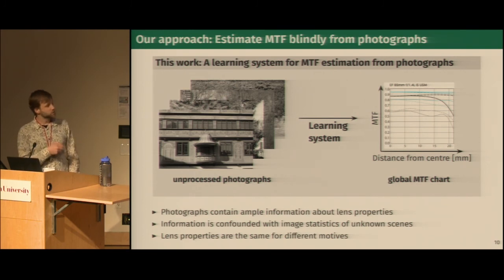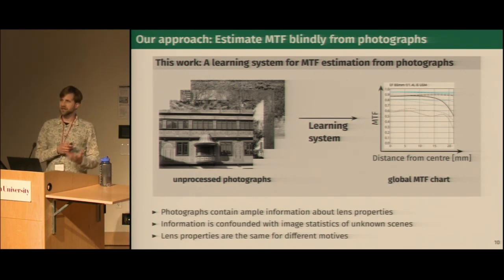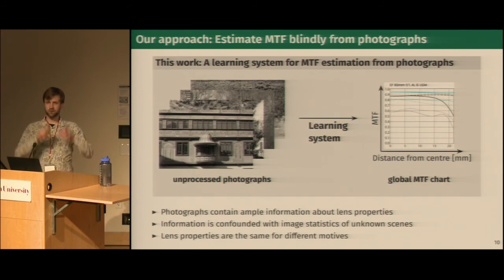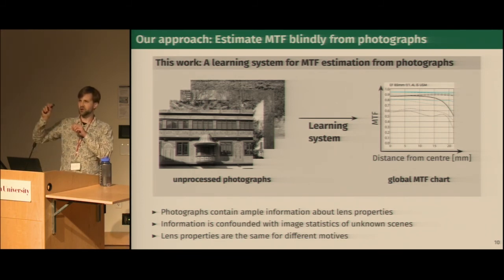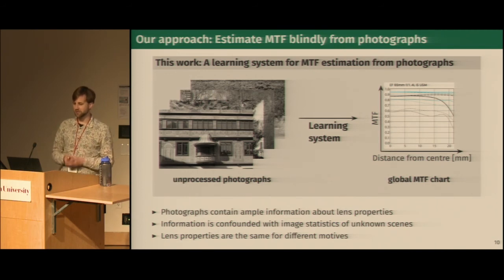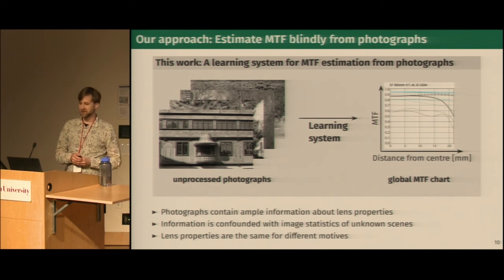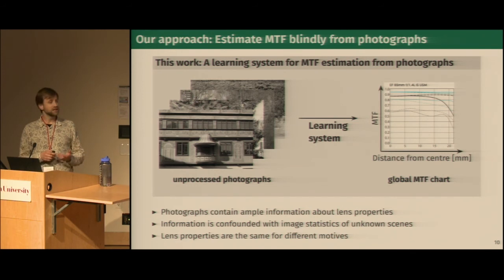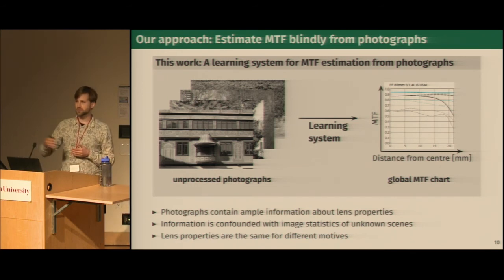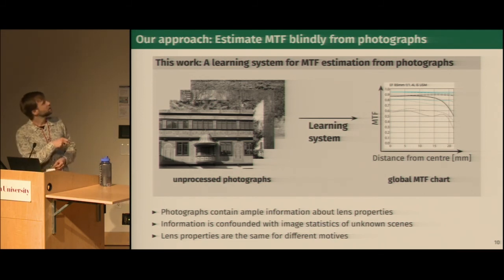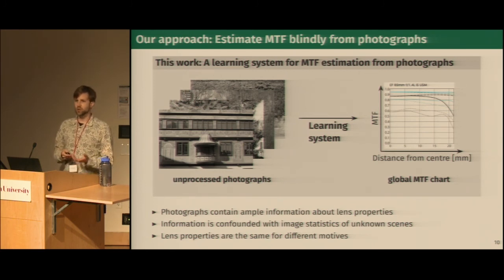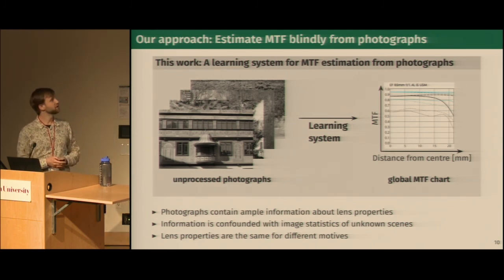And the intuition behind why this should work is that photographs actually do contain a lot of information about the lens. We saw in the beginning that in the corners it's much more blurry than in the center, and somehow you should be able to quantify this. Unfortunately, the information is confounded with the image statistics of these unknown scenes that we've captured. But luckily, if we use the same capture setting for all of these, the point spread function at a particular location in the image will always be the same. And so, for example, in the top right-hand corner, all of these images, if I've taken them with the same lens at the same settings, will have the same blur, although the content of the image might, of course, be different.